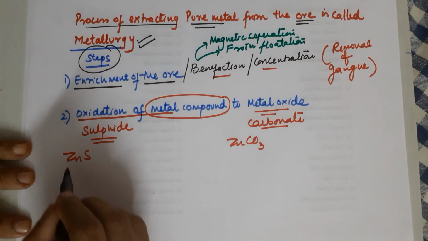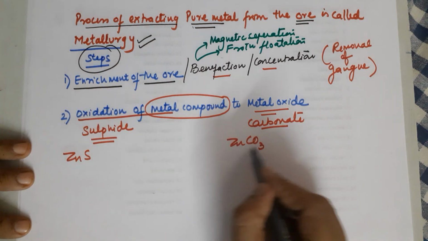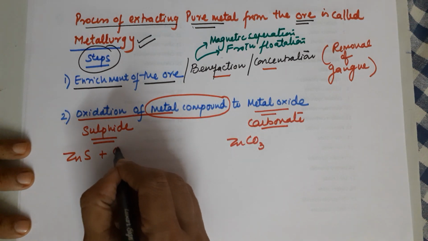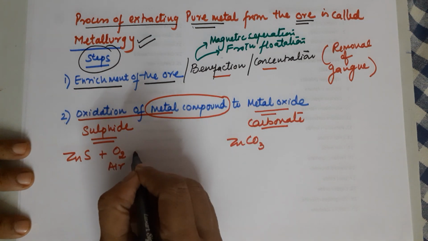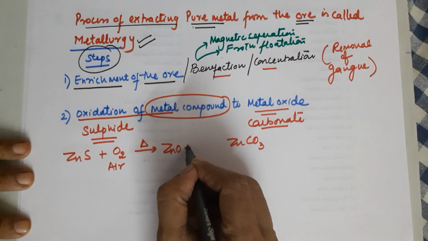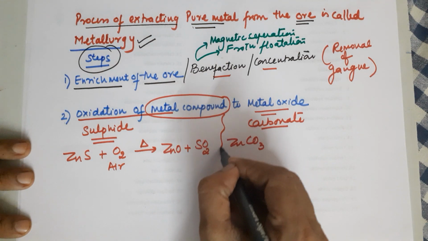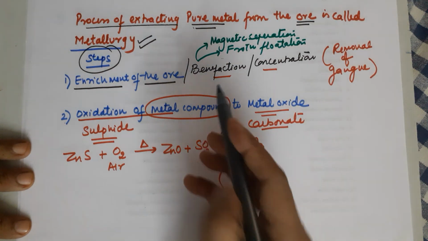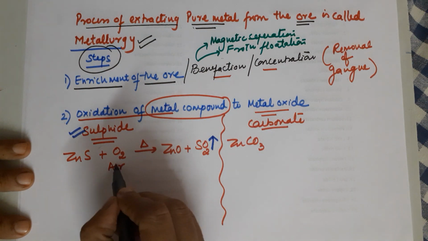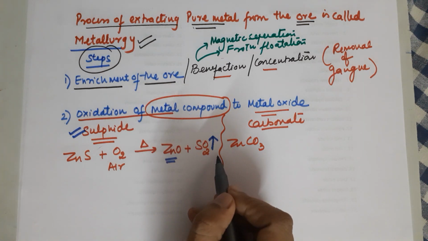I have taken the example of zinc sulfide as the metal compound that I have and zinc carbonate. Now if I have zinc sulfide and I want to transform it into an oxide, what will I do? I would treat it in the presence of air, heat it so that I get zinc oxide. What will be the byproduct? The byproduct is going to be your SO2 gas. Just remember it. So this is your byproduct. Whenever you will have a sulfide ore, you will heat it in the presence of air, you will get your metal oxide, and the byproduct is the SO2 gas.